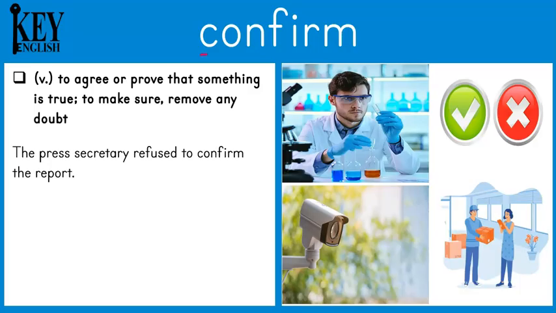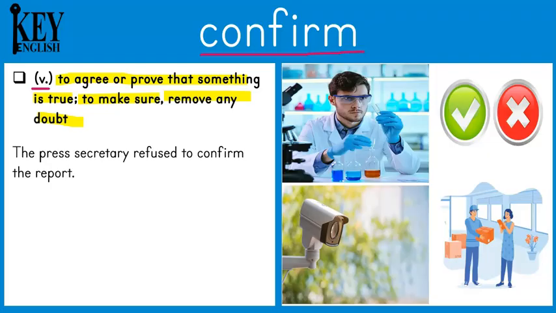The next word is confirm. Confirm is a verb and it means to agree or prove that something is true, to make sure, remove any doubt. So when you confirm something, you just show that it's true or you're making sure that it is correct, kind of like you're checking. You can also confirm plans or information, so there's no doubt about it.